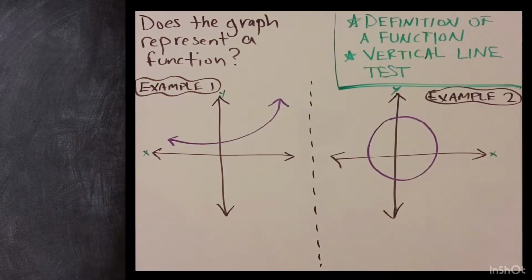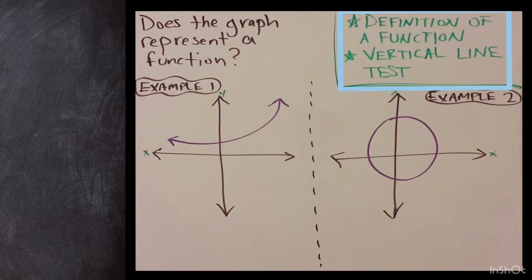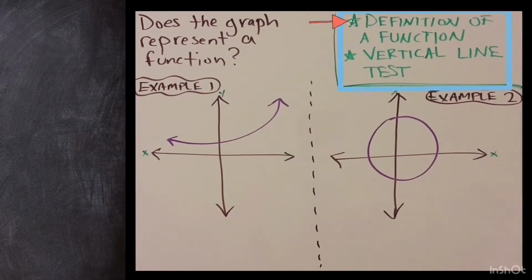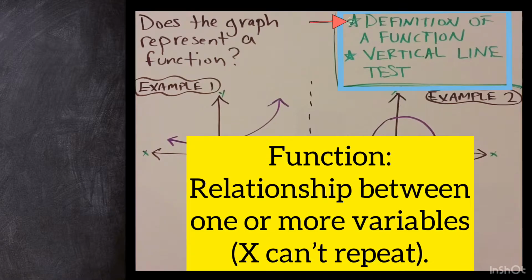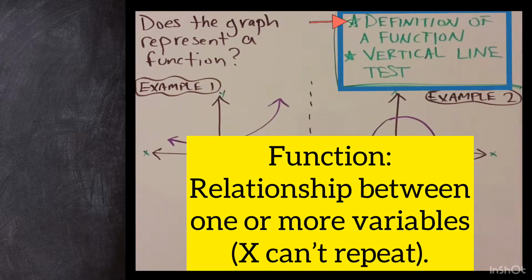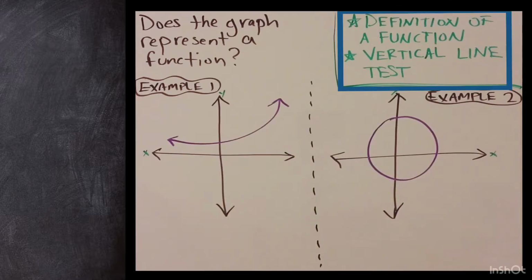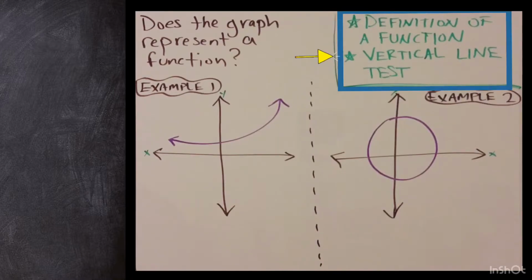Now, let me just give you an idea of the layout really quick. What you see at the top right-hand corner is what you need to know. You need to know the definition of a function. And as I've said in several videos before, the definition of a function is a relationship between one or more variables where the x value does not repeat. You also need to know the vertical line test. Now, the vertical line test is the key to this whole process.